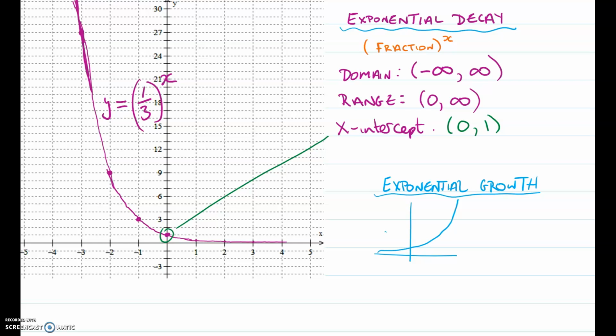Exponential growth happens when you have a number that's bigger than 1 raised to the power of x. Okay, so if you have a number bigger than 1 raised to the power of x, you get growth. If you have a number less than 1 raised to the power of x, you get decay.